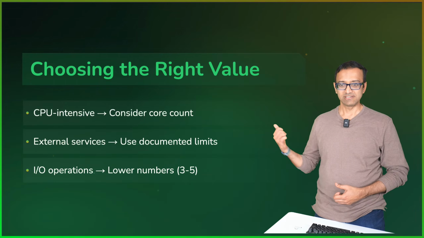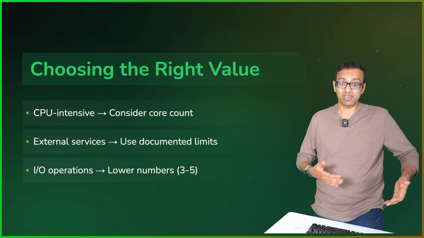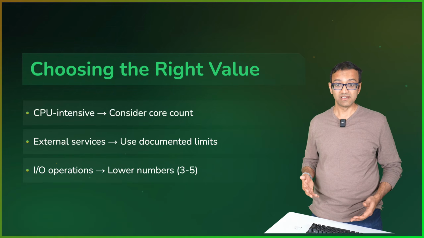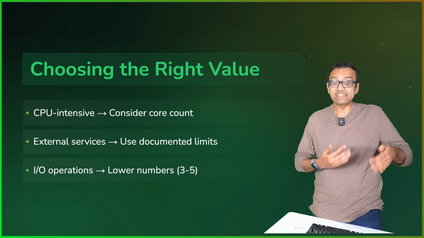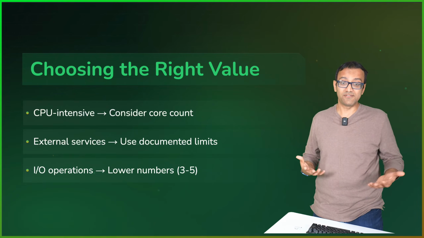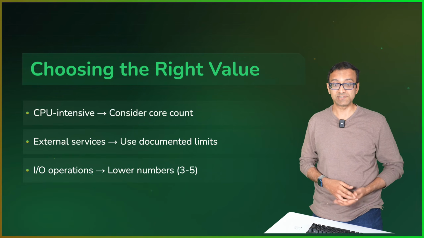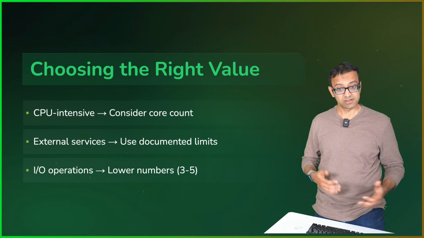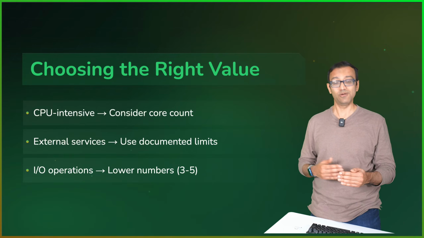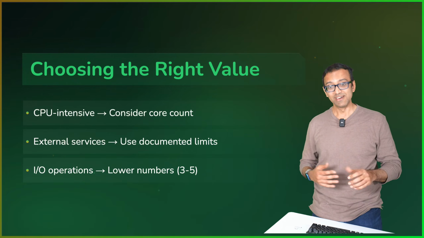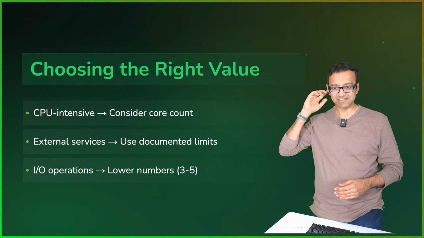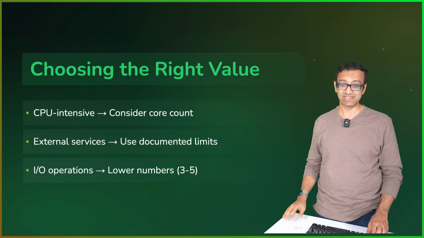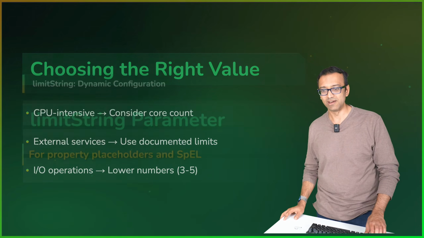So for CPU intensive operations, you're going to look at, okay, how many cores do I have, right? You say I have like 10 cores, so the limit is 10, so that each core is engaged and you don't have a core multitasking and switching between whatever is your situation. If you're calling an external service, use the documented limits and set it a little bit lower so that in case they have screwed up, your service doesn't go down. Make it a little conservative. And for IO operations, like file operations and logging, you say 3 to 5 or something like that, a little bit lower.